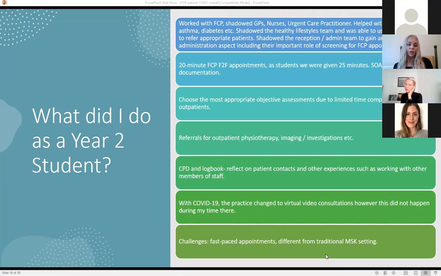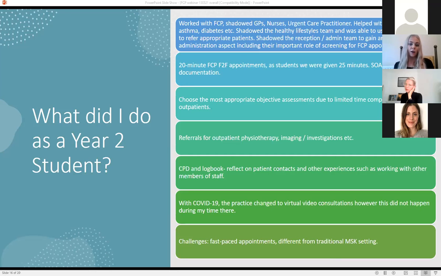And we also learned a lot about referrals. We were writing referrals all the time, as Hannah has mentioned, it being a triage service. We were able to write referrals and explore the different services that we could refer patients onto. By exploring those services, it gave me more knowledge of the best places to refer patients onto.